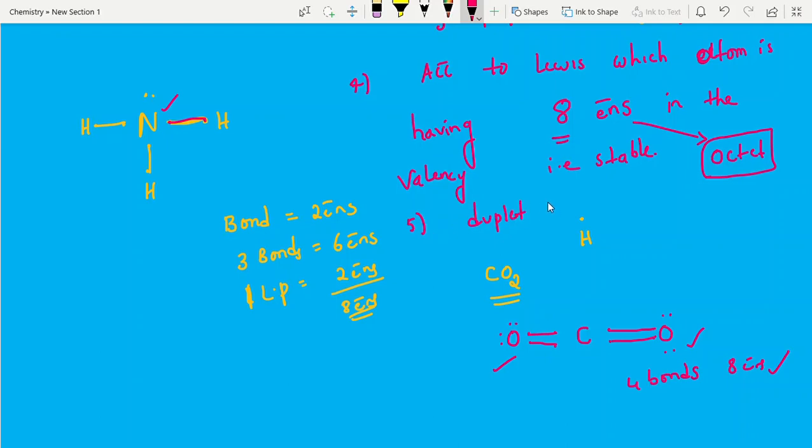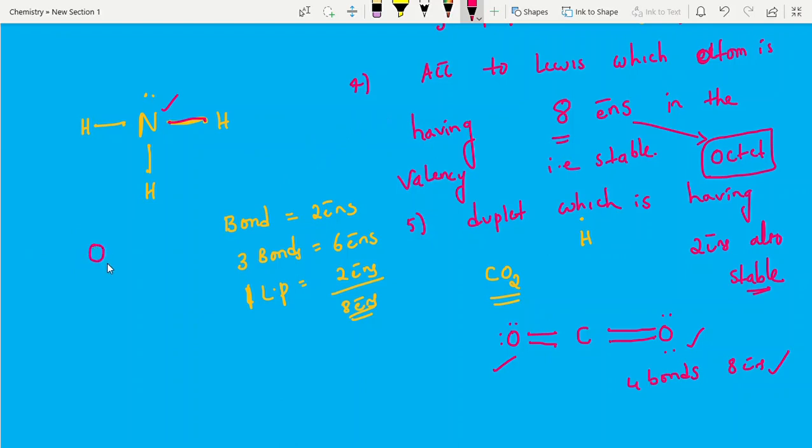Duplet. According to Lewis, an atom having 8 electrons in the valence shell is stable, and a duplet, which is having 2 electrons, is also stable. That's why noble gases are all stable gases. Clear, students?